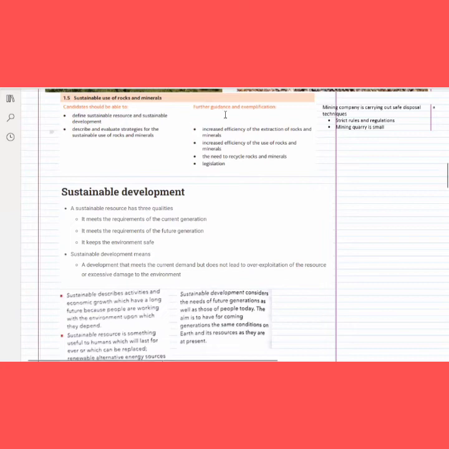So you have again four strategies, and again I'm going to emphasize that you should try to write it in the same words as it's written in the syllabus. So the increased efficiency of the extraction of rocks and minerals. Now again, if you're talking about increased efficiency, you're talking about better technology. So if you have better technology, you'll be able to extract more of the mineral from the ore, right?